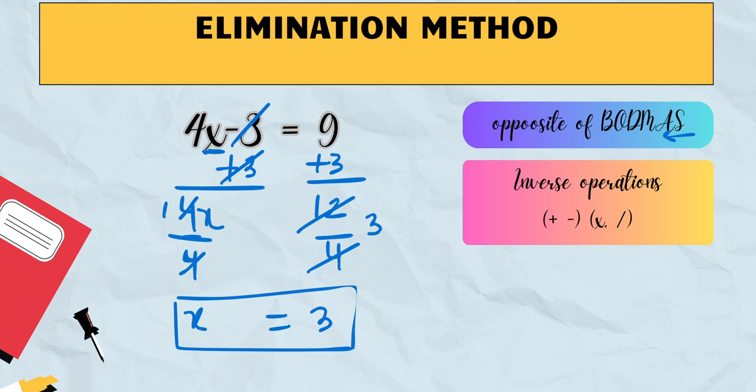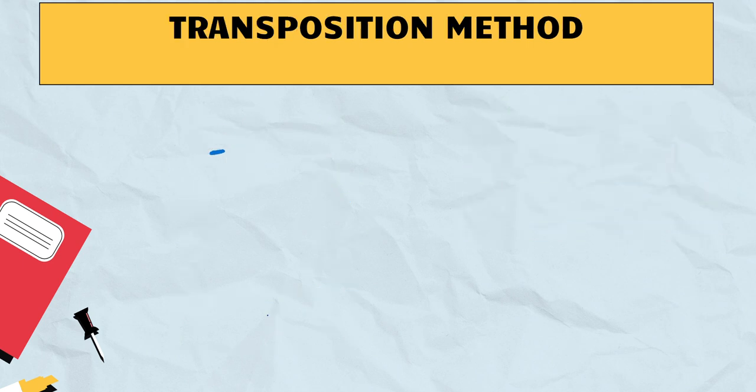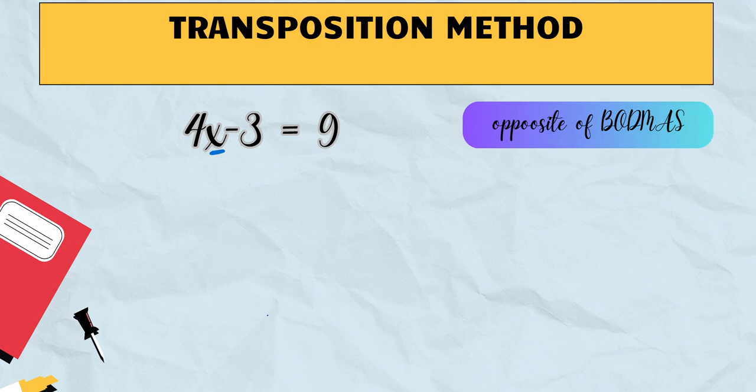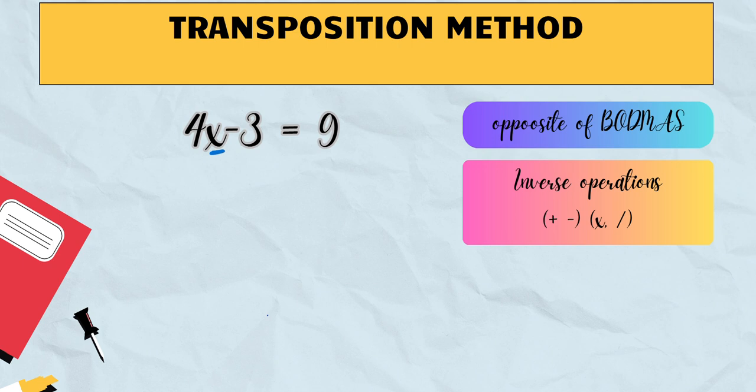All right. Now let's move to the transposition method. So now let's see what happens in transposition method. Let's take the same question. Our aim is to keep x alone. Remember the BODMAS and inverse operation. So in transposition, we transpose the numbers on the other side of the equal to sign. So again, same thing. We will first remove minus 3 from here. So we will transpose it on the other side and we'll keep this term here itself for the time being.